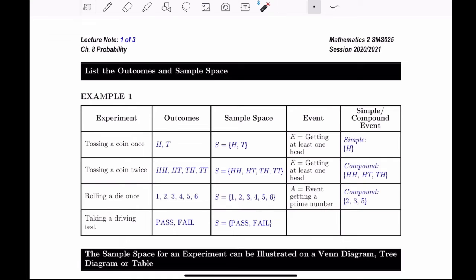Number 2 is a prime number. Number 3 is a prime number. 4 is not a prime number because it can be divided by 2. 5 is a prime number. 6 is not a prime number because it can be divided by either 2 or 3. So the compound event is 2, 3, and 5. We're going to put it in the curly bracket. Okay, the fourth experiment or the last experiment, taking a drive test. So the outcome is either we're going to pass or fail. So the sample space, pass and fail, is put in the curly bracket.